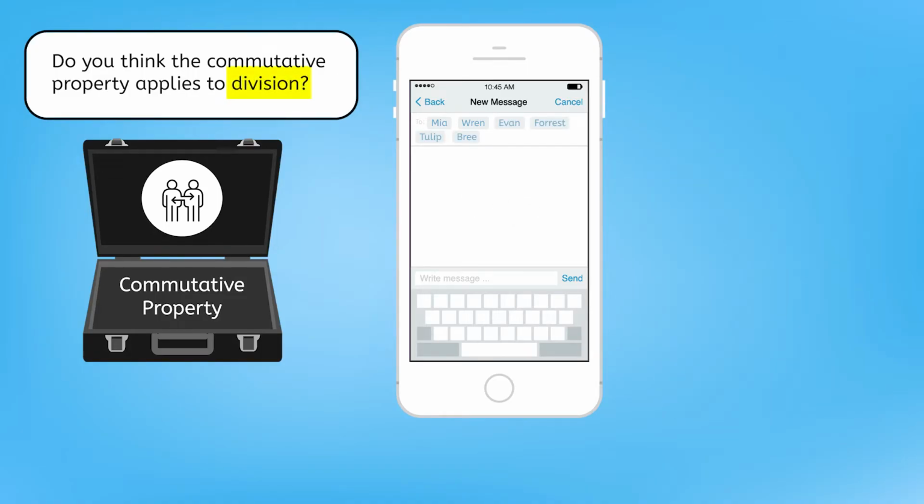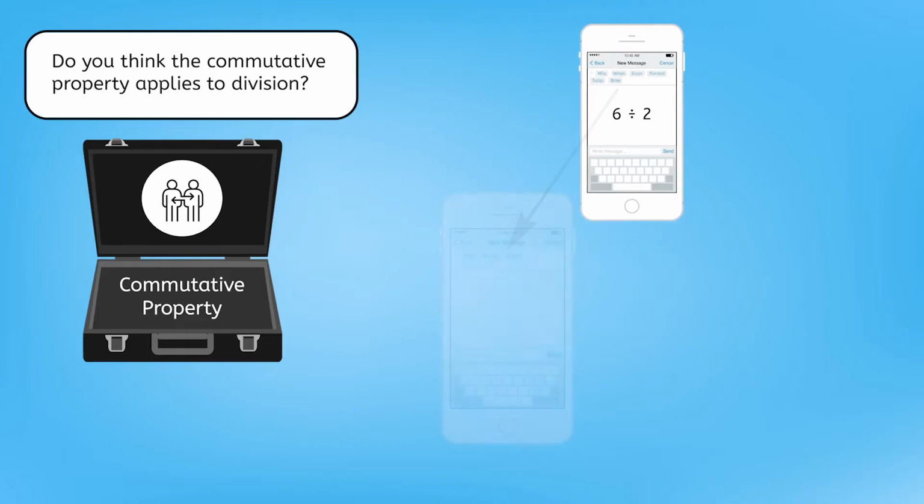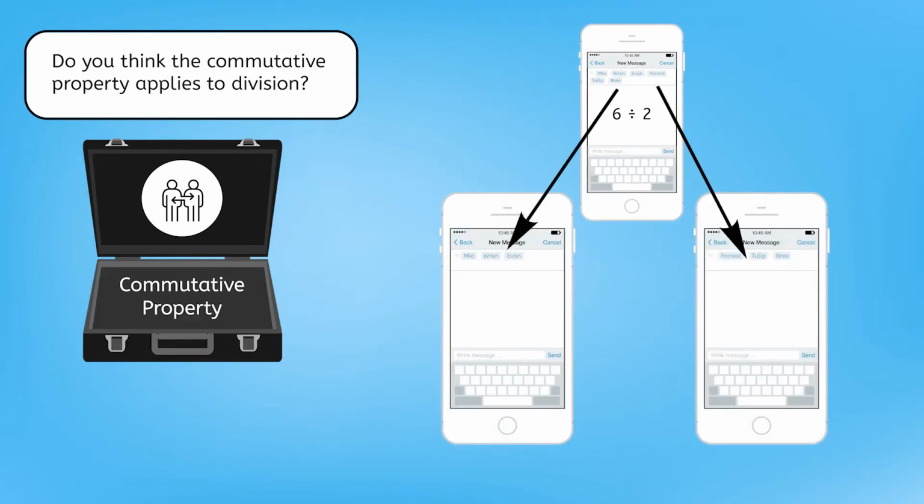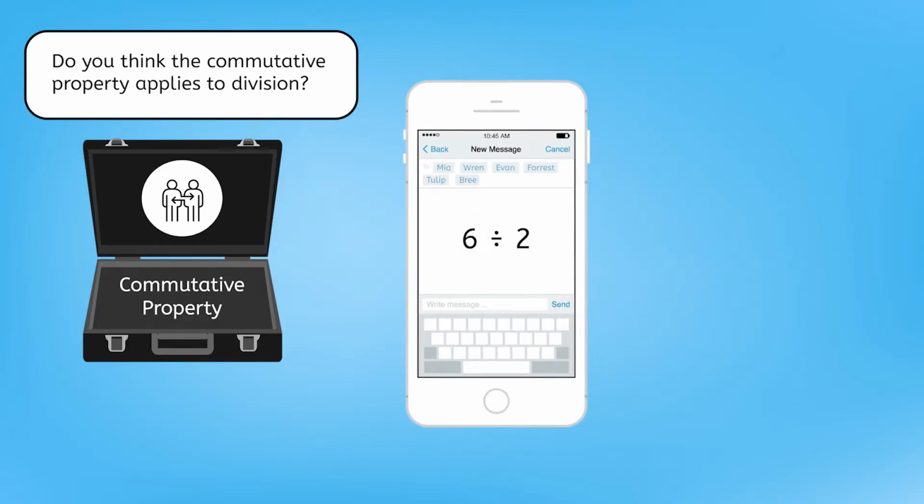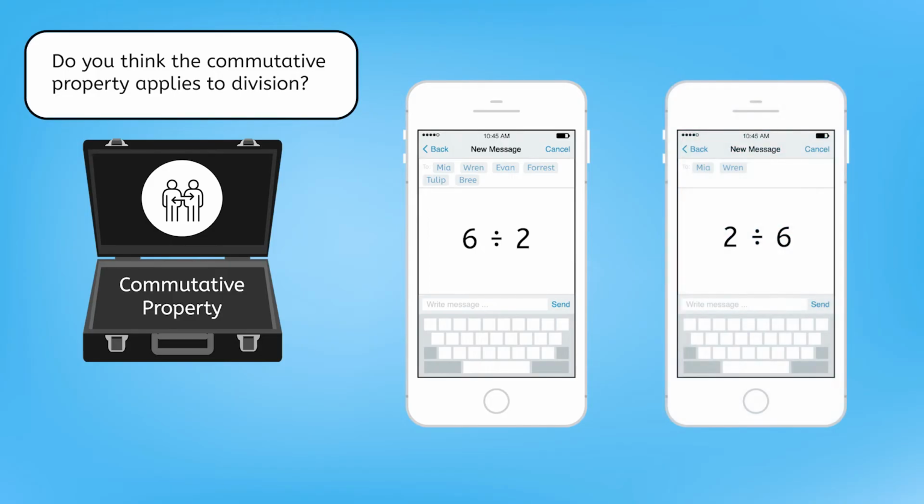But how about division? Well, could our 6-person chat be split up into 2 smaller groups? Yeah, there would be 3 people in each smaller group. But what if we started with a group of only 2 people? Could we split that into 6 smaller groups? Nope. Again, there aren't enough people. Just like subtraction, order matters when it comes to division. So the commutative property doesn't apply.